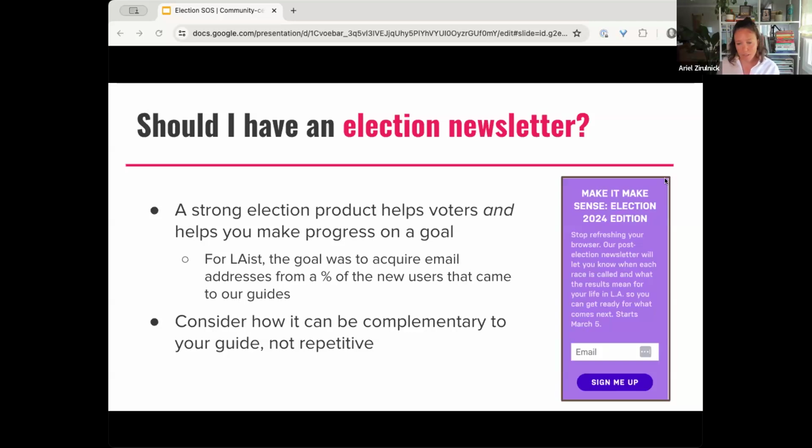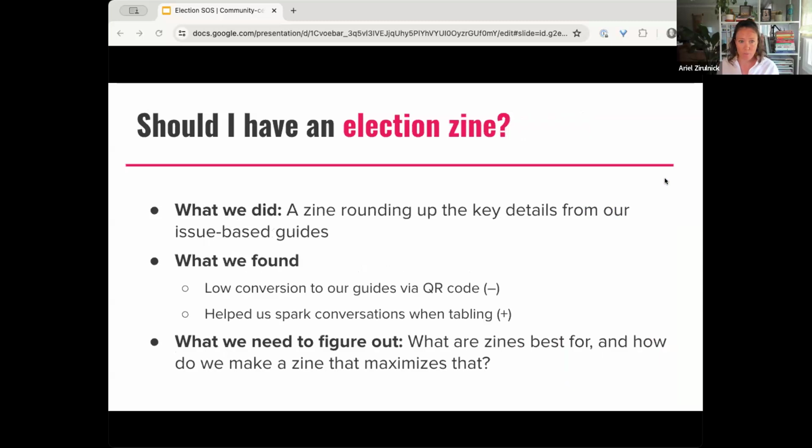progress on a goal. Is it to move people from unknown to known? Is it to drive donations? Is it to develop loyalty with some of those folks who are coming to you for the guide? Figuring out what is your organization's goal can help you answer that question of whether it's worth the effort of launching an election newsletter and what it should do for you. And as I mentioned already, consider how it could be complementary to your guide, not repetitive.